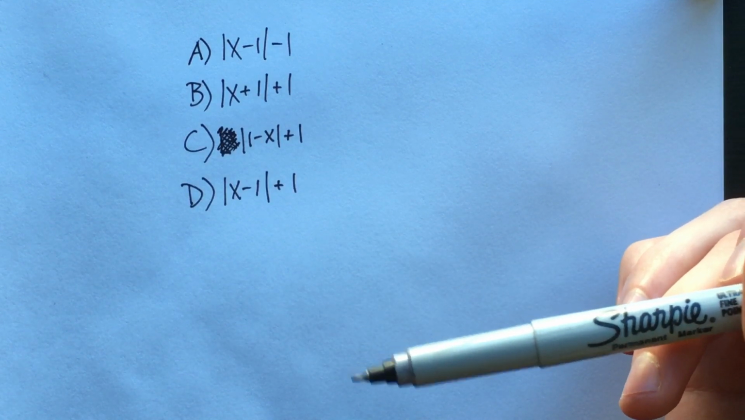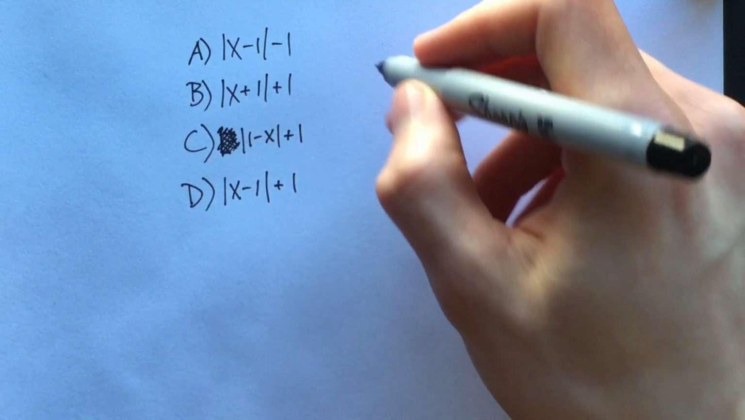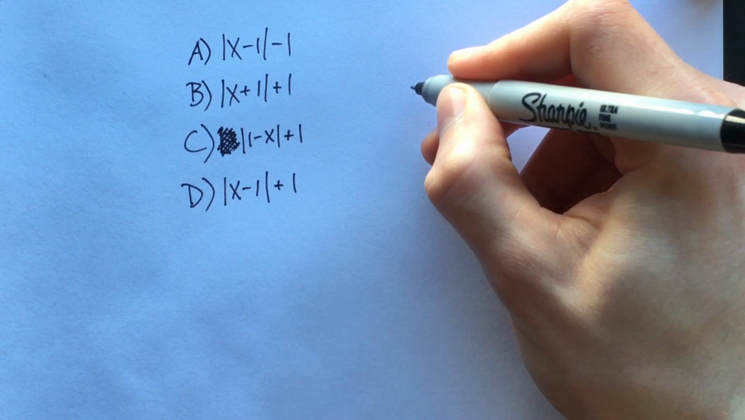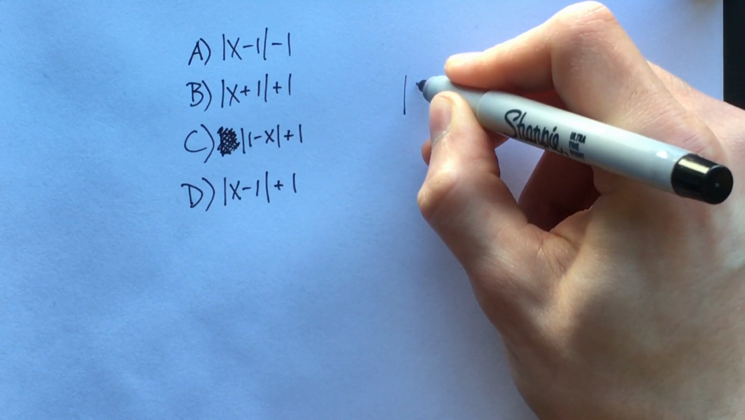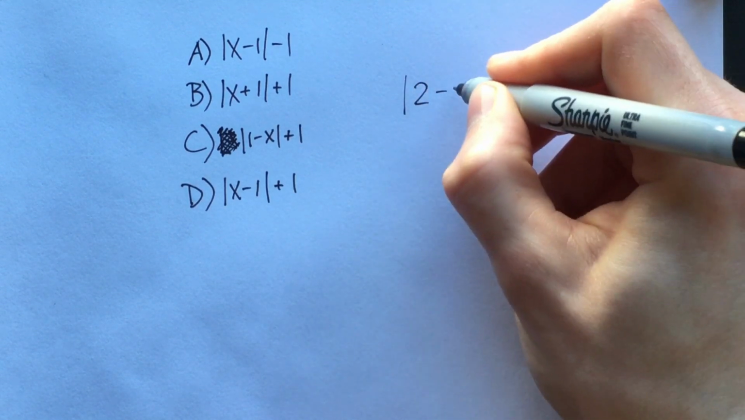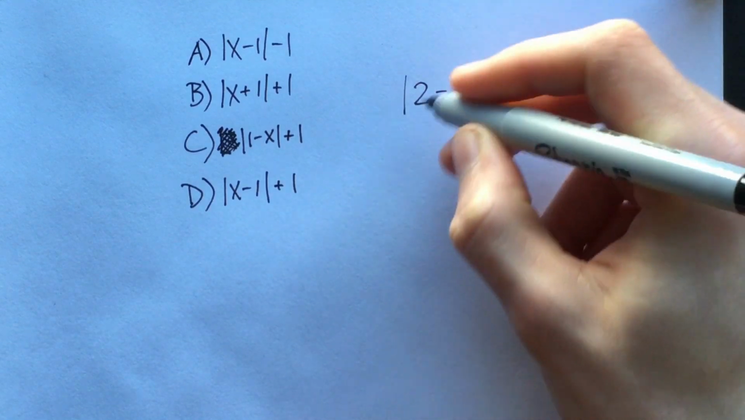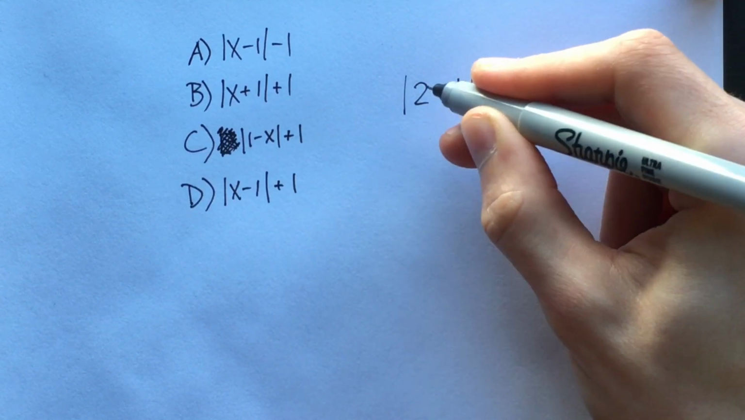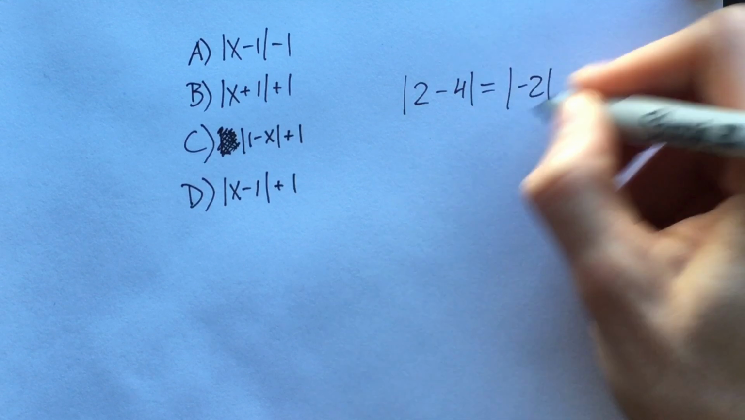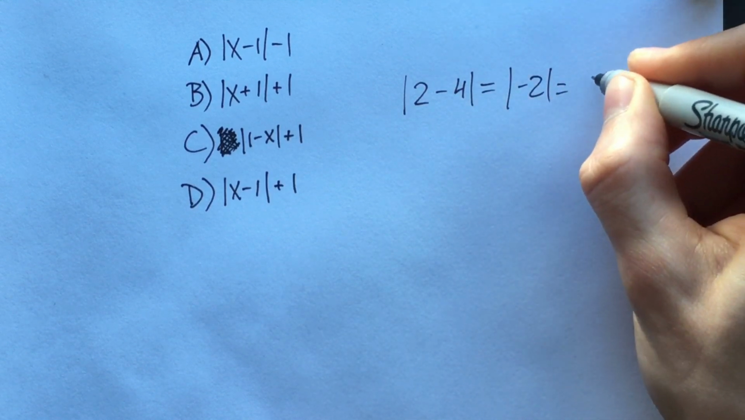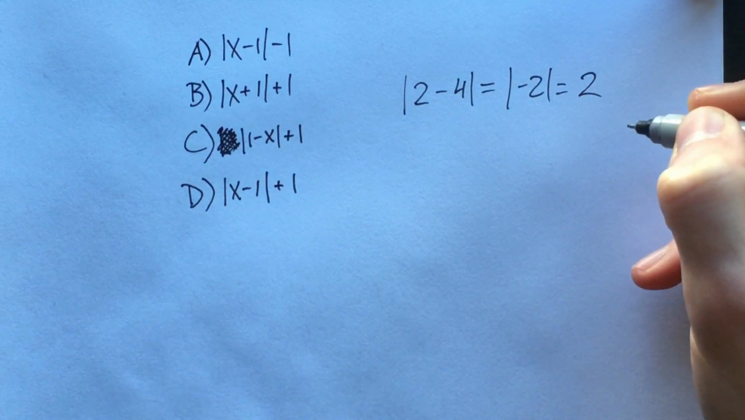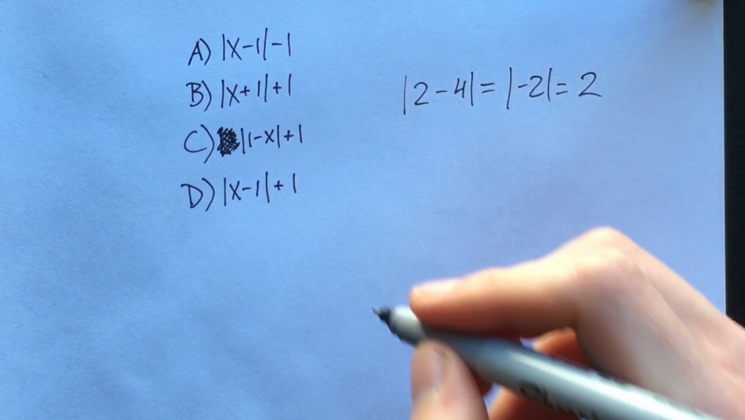And as a quick reminder, absolute value makes the result of whatever's inside positive. So for example, if you have 2 minus 4 in absolute value, this is equal to the absolute value of 2 minus 4, so negative 2, but the absolute value makes it positive, so it becomes 2. So let's go ahead and go through each one of these one by one.